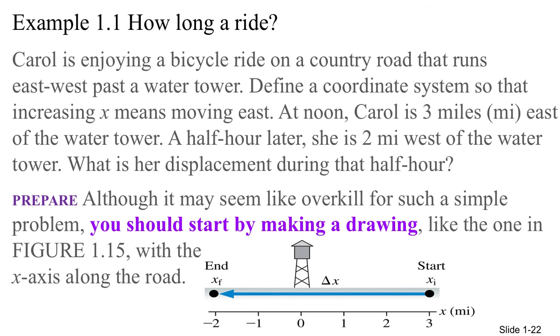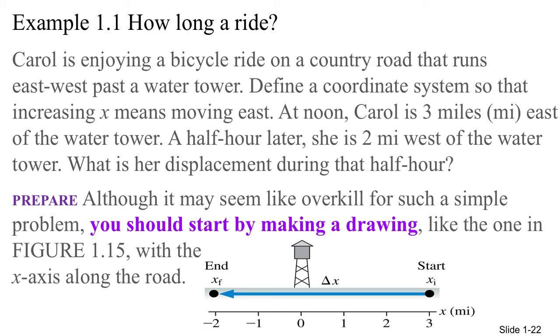Carol is enjoying a bicycle ride on a country road that runs east-west past a water tower. Define a coordinate system so that increasing x means moving east. At noon, Carol is 3 miles east of the water tower. A half hour later, she is 2 miles west of the water tower. What is her displacement during that half hour?